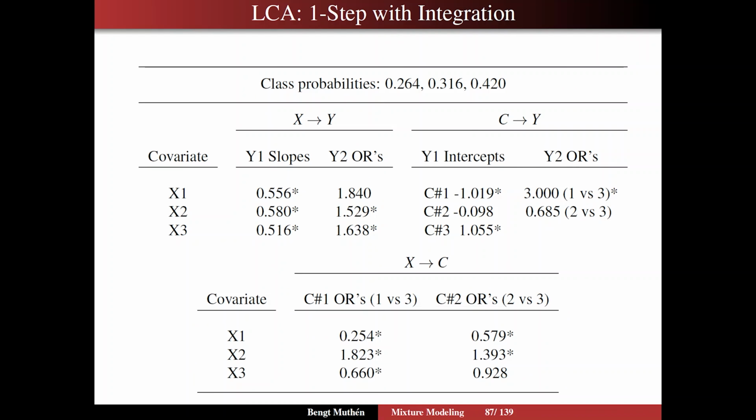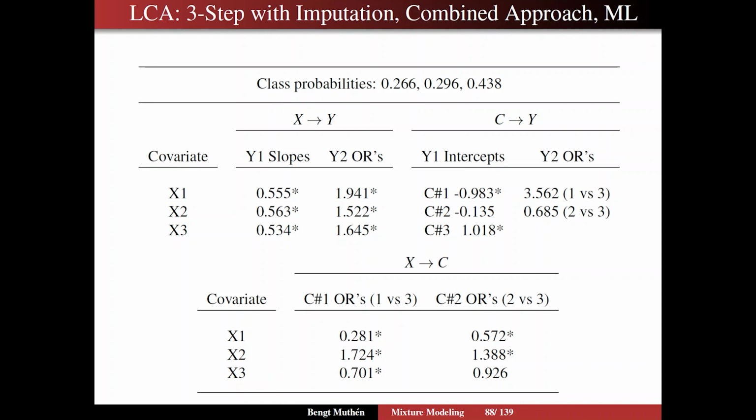Now, if you look at other model parameters, and we have here the one step with integration. You have x to y here, that's a regression of y on x. C to y, changes in intercepts or odds ratios. And x to c. What we're going to take a look at is not the numbers per se, but significance. So we have asterisk where there is significant results. Now, on slide 88, we have the ML combined approach.